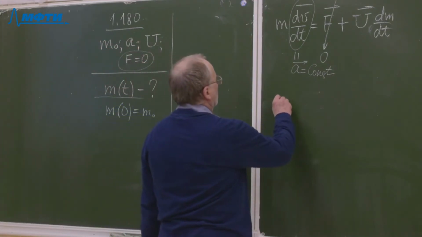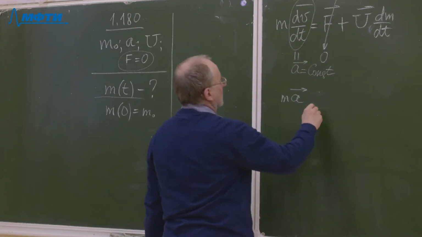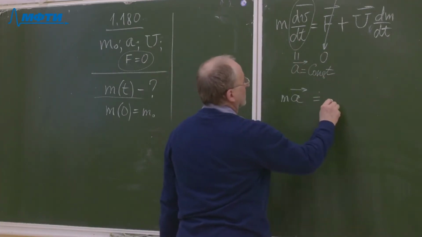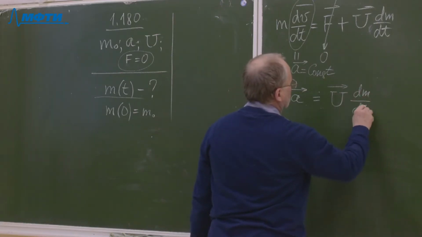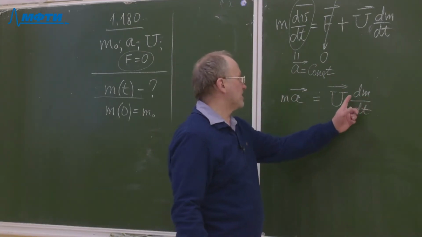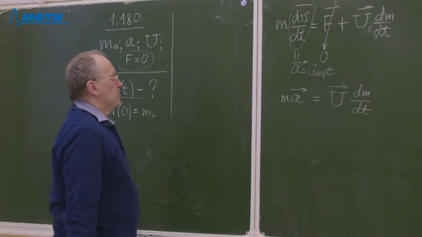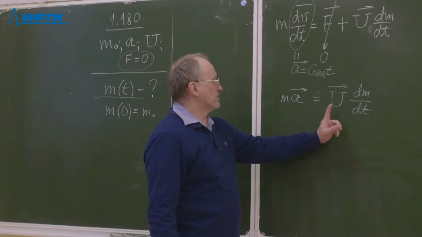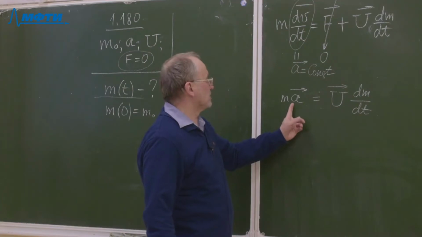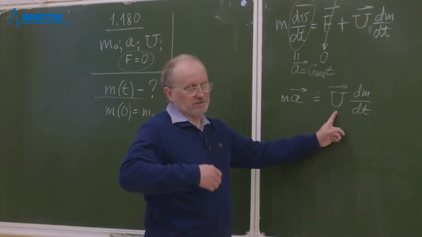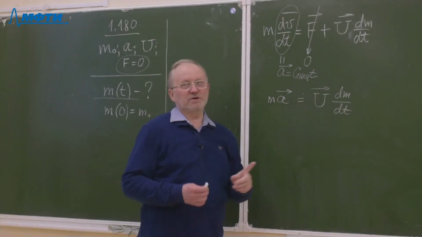So we can write this equation in the following form. M A, just a constant quantity, equals vector u dm/dt. Dm is the change of mass of the rocket. Certainly, we know that the velocity of the gas with respect to the rocket has the opposite direction to the acceleration of the rocket. If the gas is thrown in one direction, the rocket accelerates in the opposite direction. So these two vectors are directed oppositely.